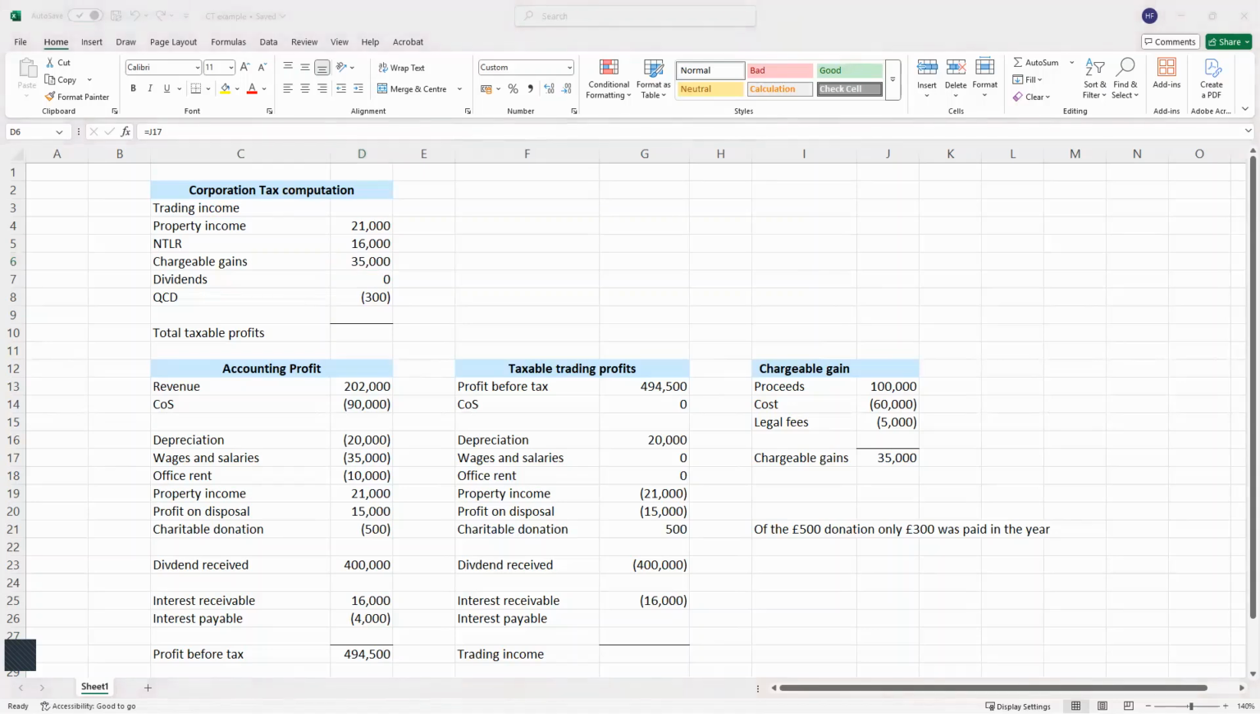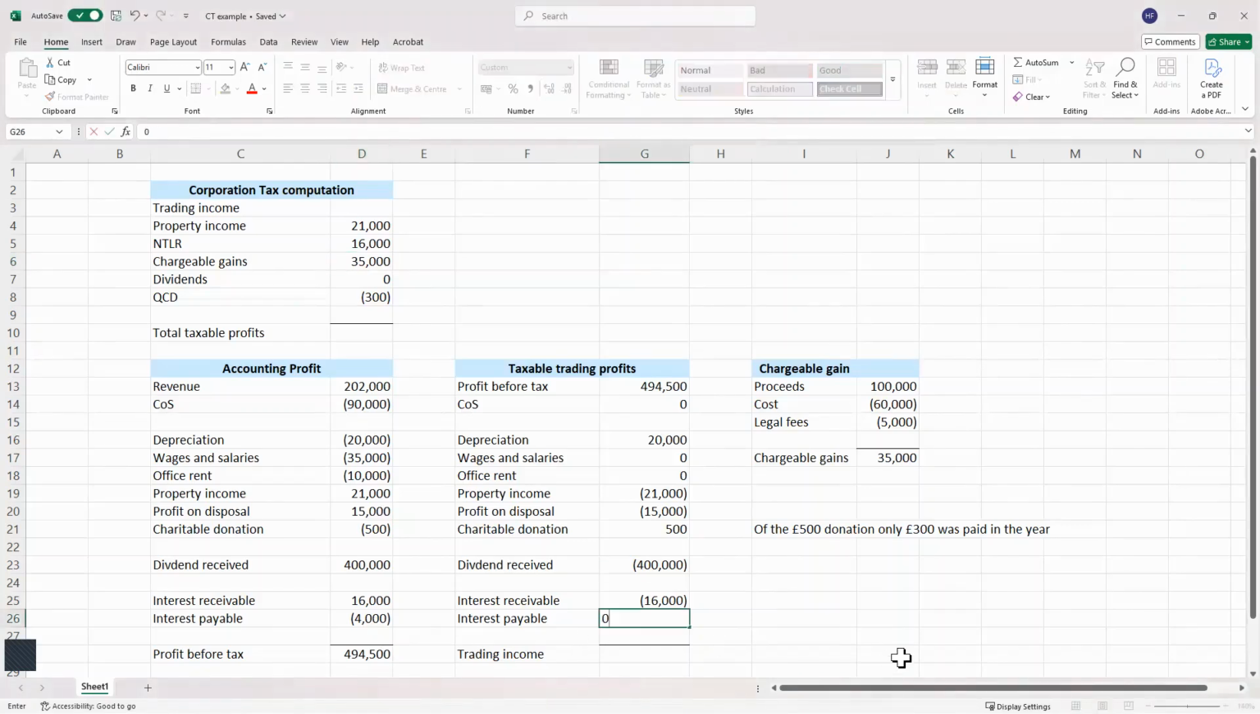For interest payable, this can be non-trading, so deducted within the non-trading loan relationships, or it can be trade-related. So if we had a trade-related loan, let's assume this interest here is for the loan to buy plant and machinery, then this would be trading interest payable and tax deductible, so we wouldn't need to make any adjustments here, and there'd be nothing to add into the non-trading loan relationships.